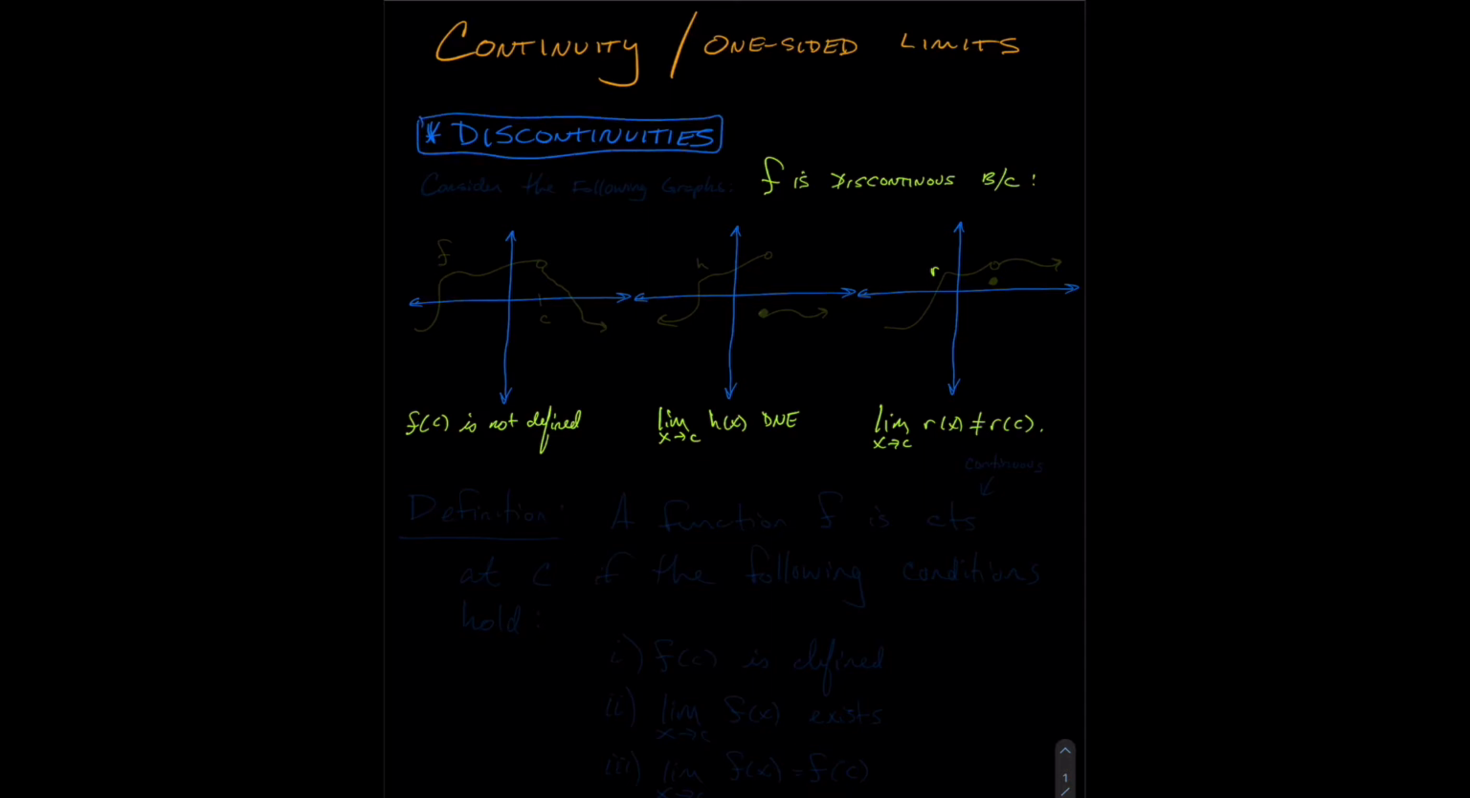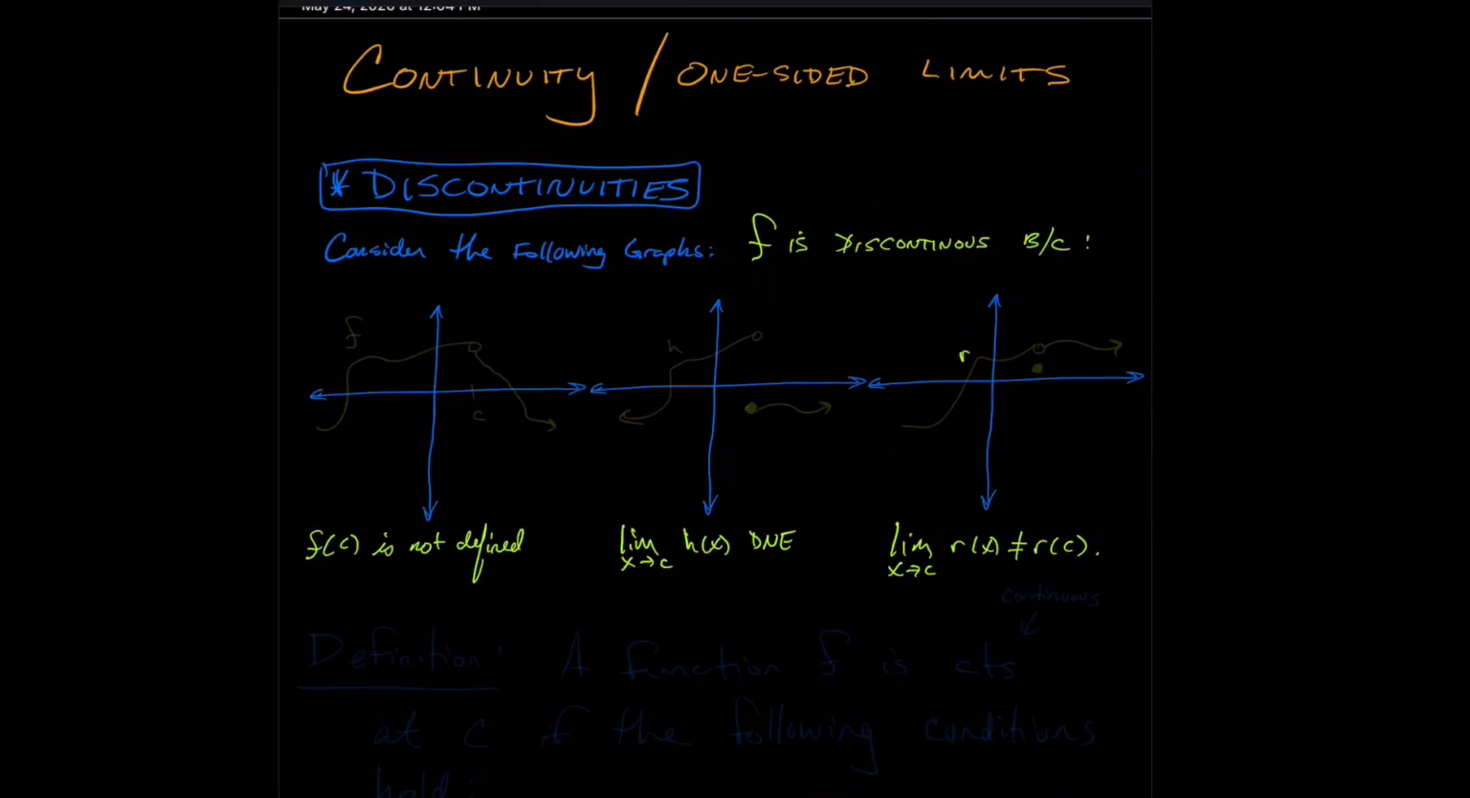So the first one, all the way to the left, if we see a graph that has a hole in it, and so the function is just going to be undefined at C. So we'll trace this and notice that there's just that hole, but there's no defining point at C. So we know f of C is undefined. That means that we're going to have a discontinuity.